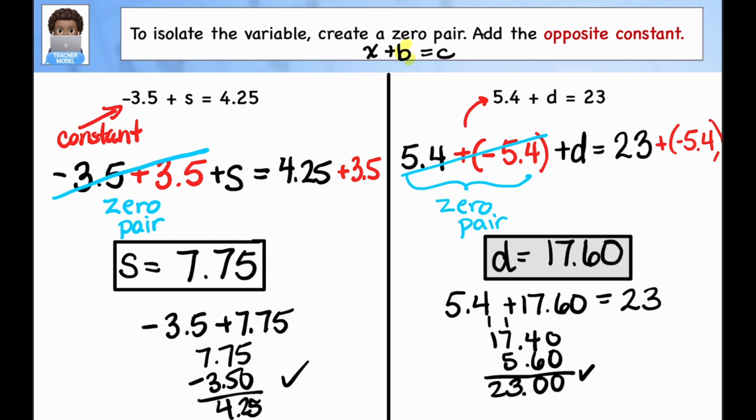So there you go, Math Marvels. This is just another way of thinking about one-step equations. All we have to do to isolate that variable is add the opposite of the constant, because it will create a zero pair and leave that variable by itself.